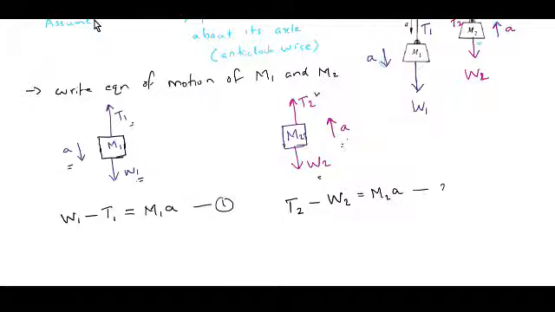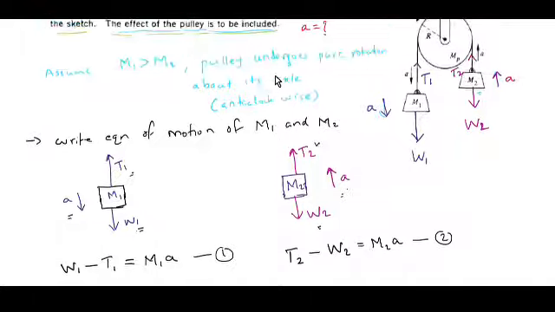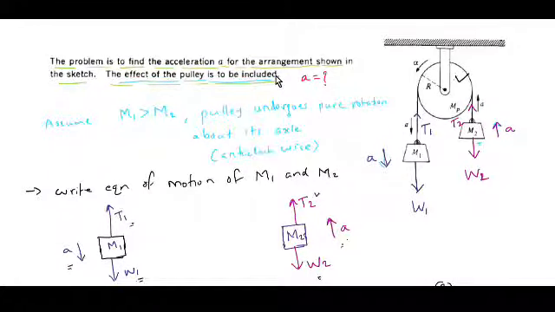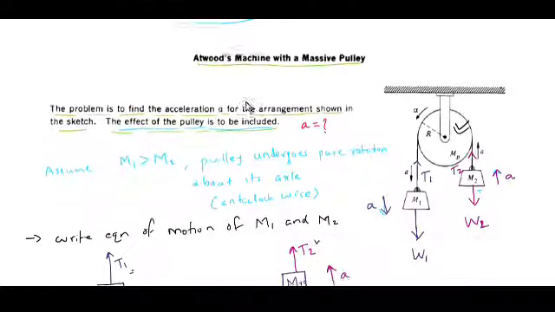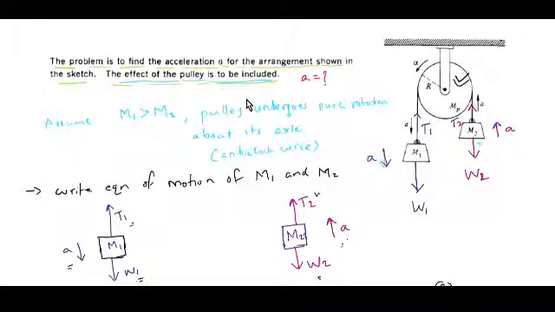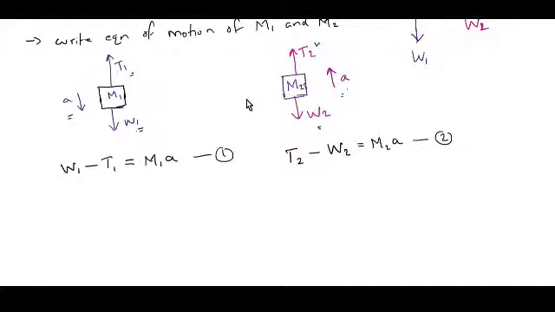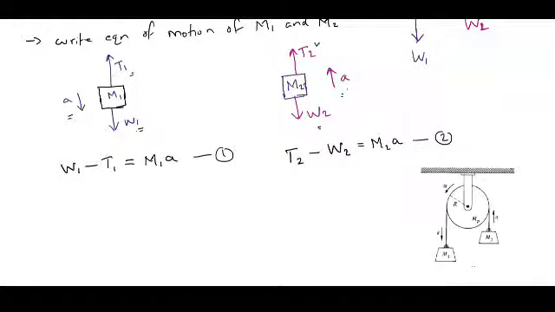Equation 1, equation 2. Now it is specified that we need to consider the rotational motion of the pulley also. Therefore, we need to describe how this pulley gets a rotation. For this, once again, I copy that picture here. Actually, the m1 is larger, therefore the tension T1 is larger and the tension T2 is smaller.